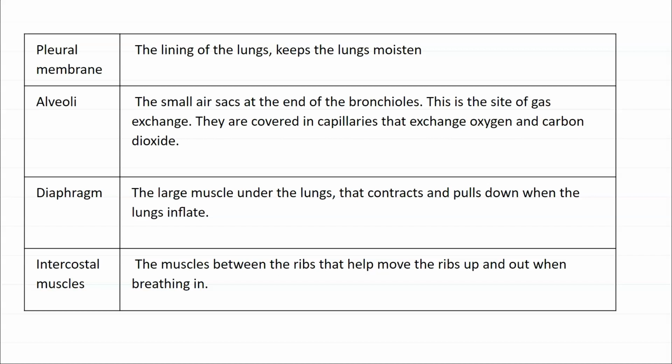So ladies and gentlemen, Bio 20s, I really need you to make sure that you have all the structures and the functions listed, and make sure you're reviewing them so that you understand them, because they're going to be an important part as we learn how our lungs inflate. If you have any questions, please let me know.